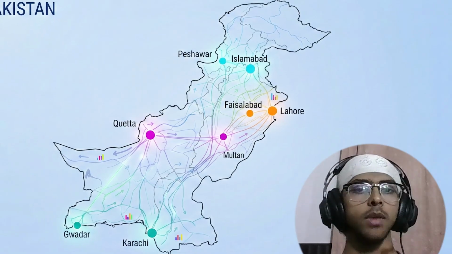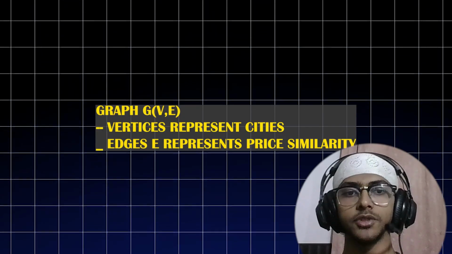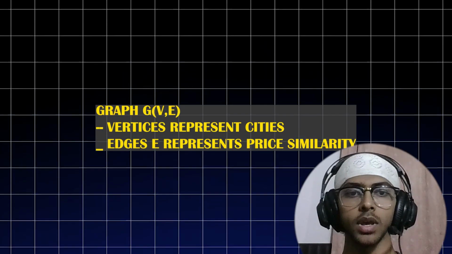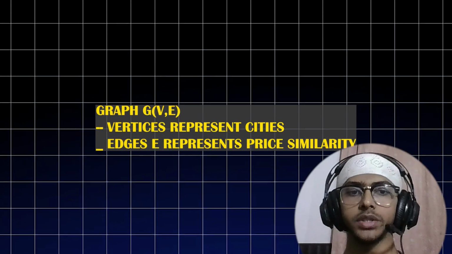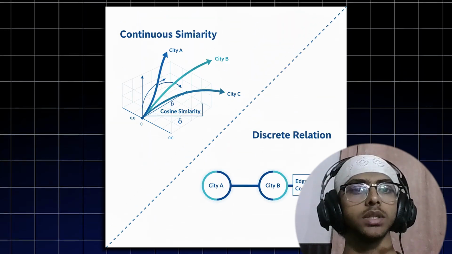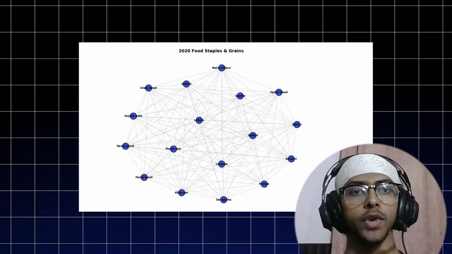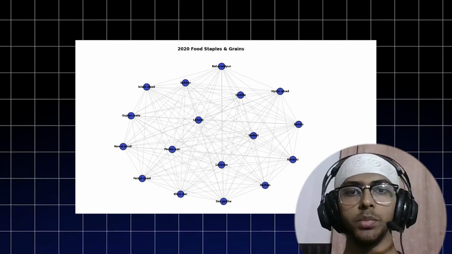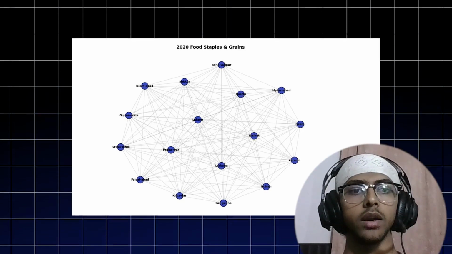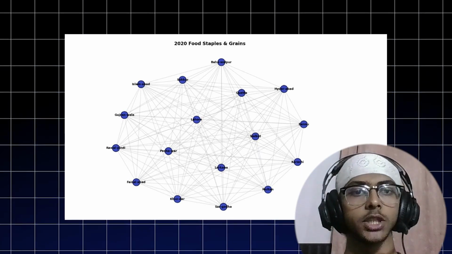To solve this, we moved beyond linear correlation and modeled the economy as a graph G of V and E. Here, our vertices are the cities, V, and our edges represent the similarity in price behaviors over time, which is E. By treating the economy as a network, we can use graph theory to identify bridge nodes, cities that transmit economic shocks, and hubs that dictate national trends.